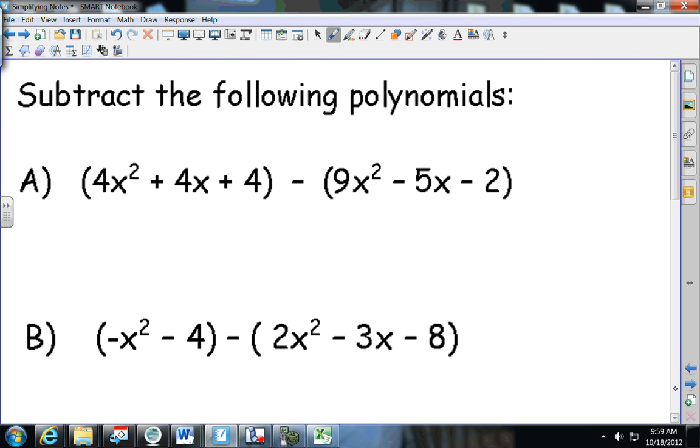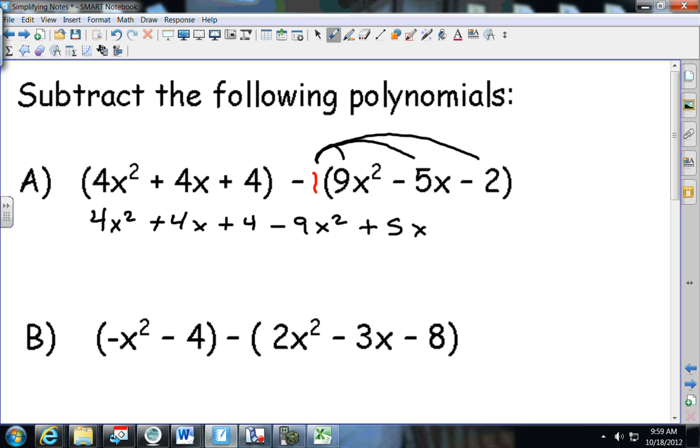Now let's go and look. What's the difference now? We're subtracting. Now there is a step we have to do. We have to go through, and this is like a negative 1 in front of that parentheses. The first part right here stays the same. 4x squared plus 4x plus 4. The second part is what changes. Negative 1 times 9x squared, negative 9x squared. Negative 1 times negative 5x is positive 5x. Negative 1 times 2 is negative 2.